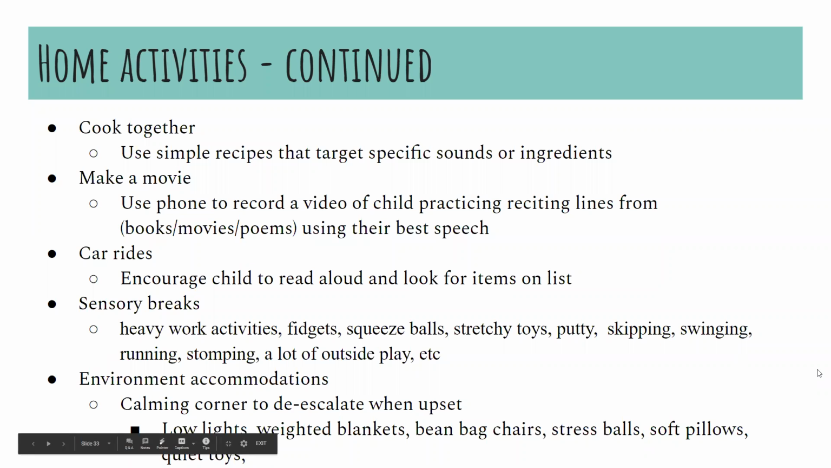And then environmental accommodations. So maybe incorporating a quiet corner to allow the child to de-escalate when they're upset. So incorporating low lights, weighted blankets, beanbag chairs, stretch balls, soft pillows, any quiet toys. It's any comforting item they can use to re-regulate and get back to that good area that they need to be in.